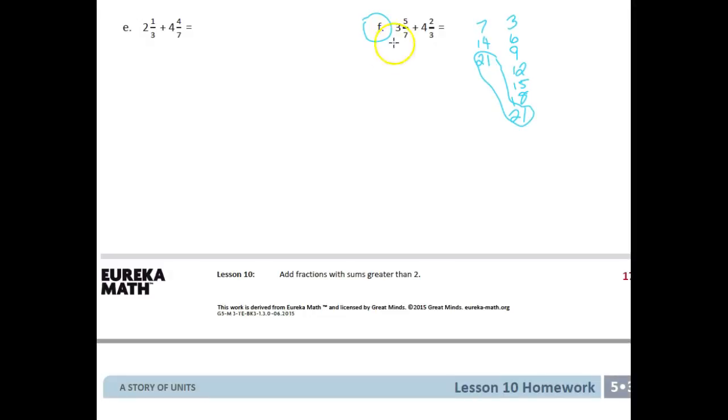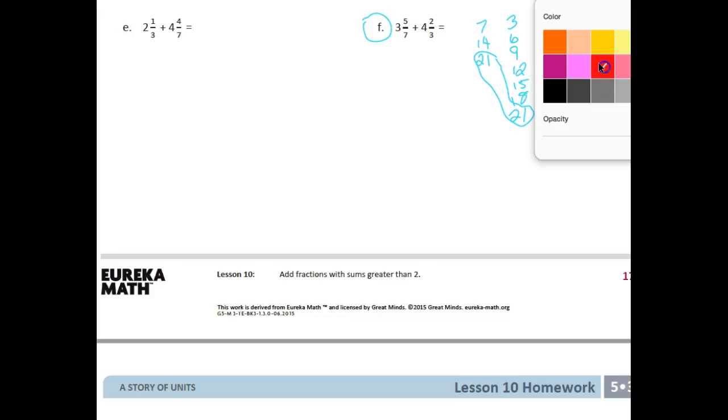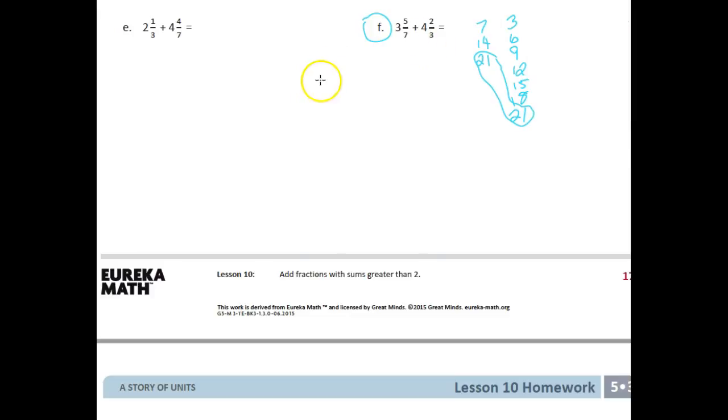So given that, I'm going to go ahead and get a different color here. Let's go with red. And this time we've got 3 and 5/7. We're going to give it some space so we can show that multiplication that's happening. 4 and 2/3. And again, leave the space over here for our problem.